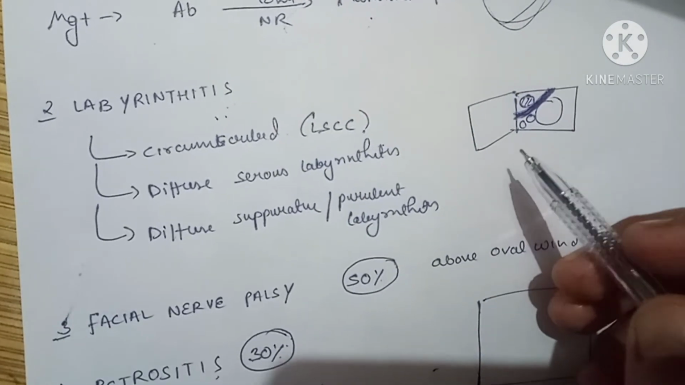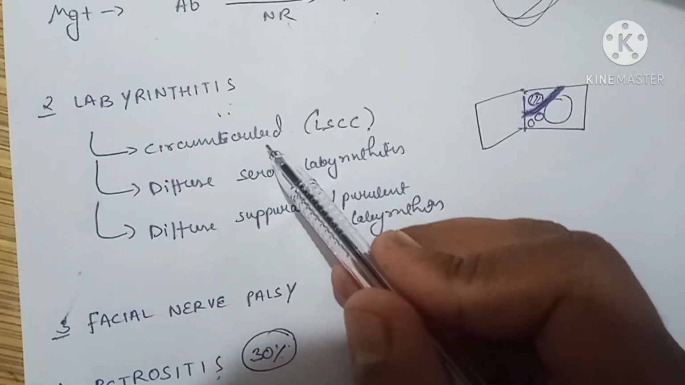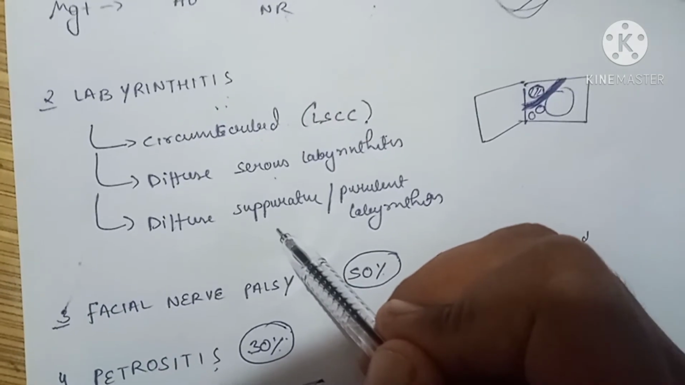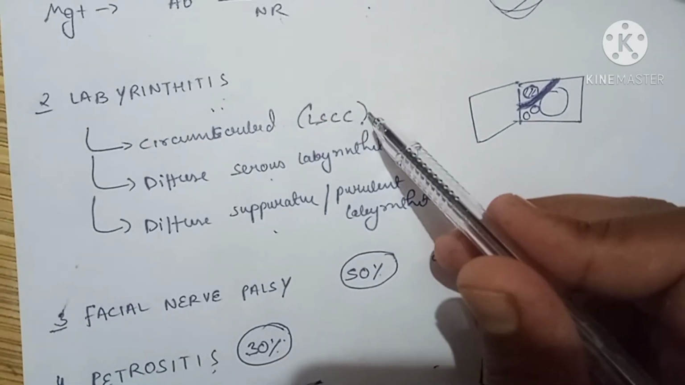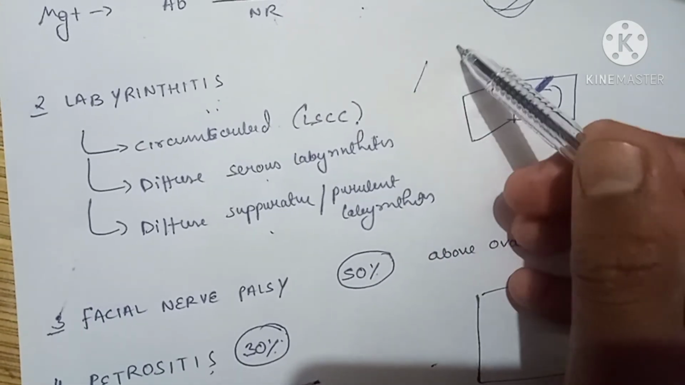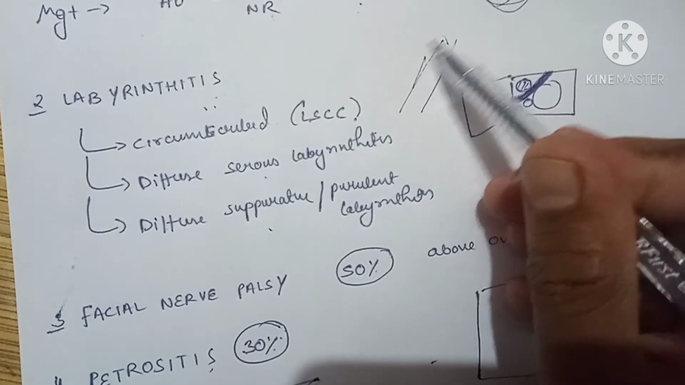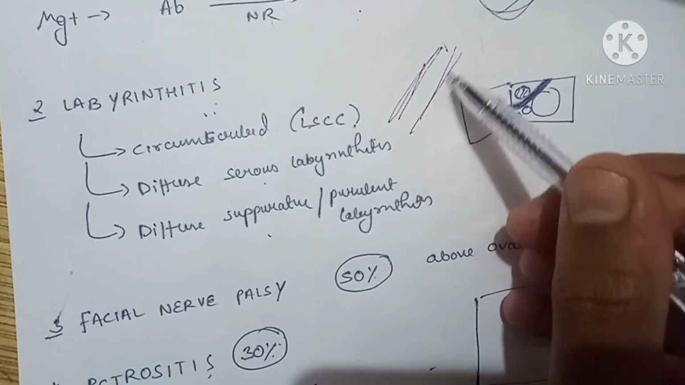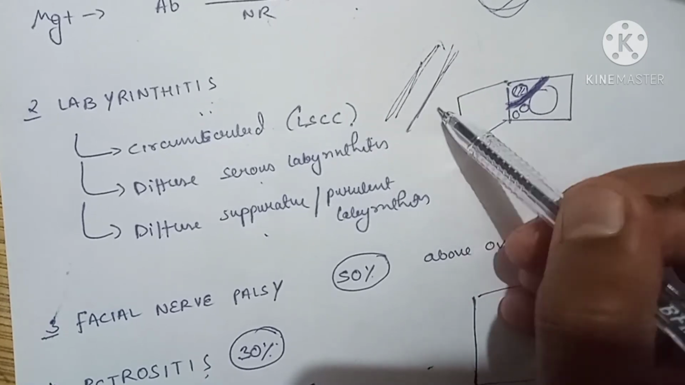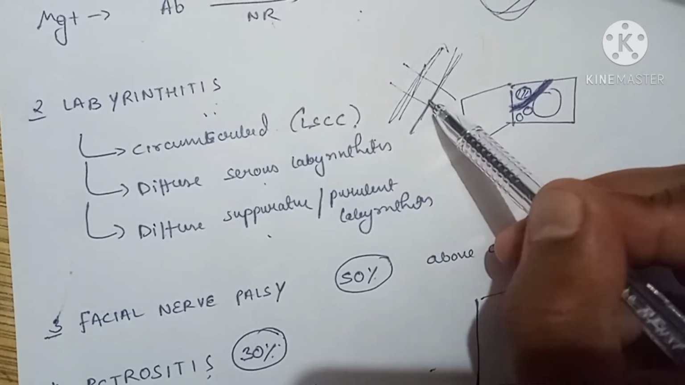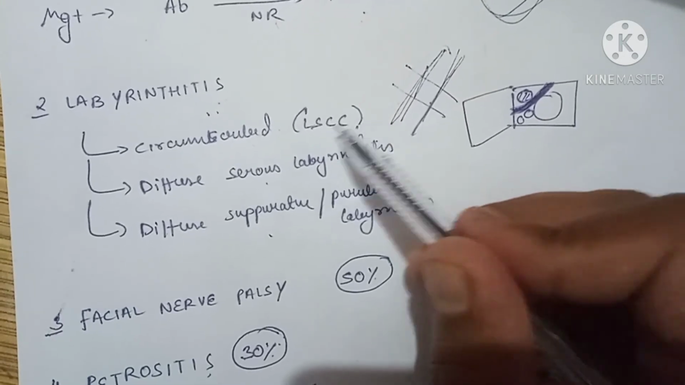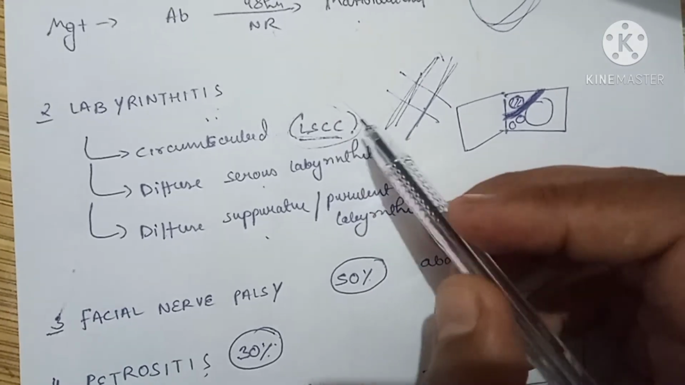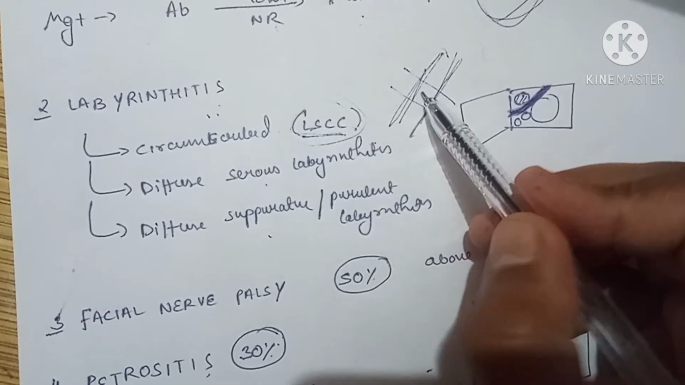Okay, so this labyrinthitis can be of three types: either circumscribed, diffuse serous type, or diffuse suppurative type. The circumscribed is when there is only a segment of the inner ear. Say this is the inner ear, just for understanding purposes only. This is the inner ear, so only a part of the inner ear is involved. This condition is seen when the infection travels through the lateral semicircular canal. In that case, only a part of the membranous labyrinth is involved.